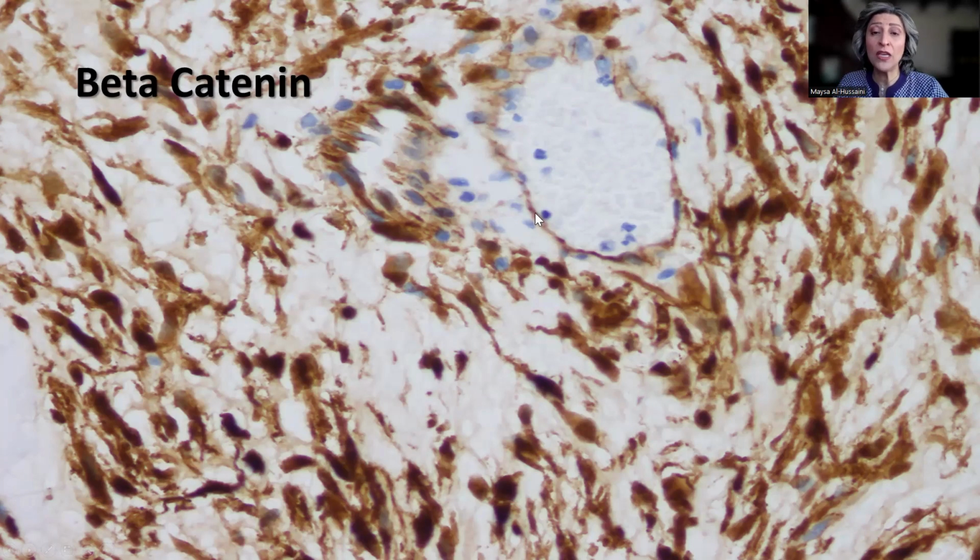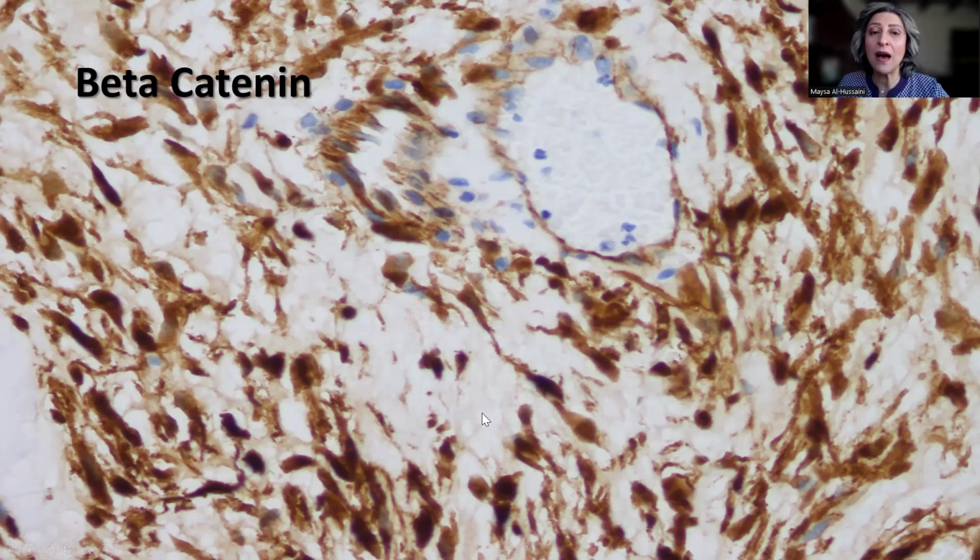And even if you look here, for example, into the vessel, the cytoplasm of the endothelial cell is positive because, as we've said, this is normal staining. Now, in comparison, these are the tumor cells. Where is the nucleus? Where is the blue color like the negative internal control? There isn't any. It's all brown, it's all chromogen, it's all positively staining.